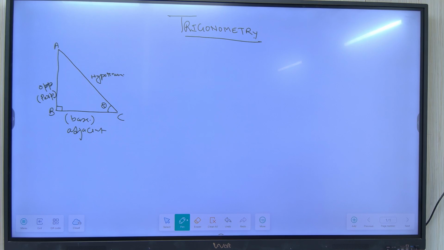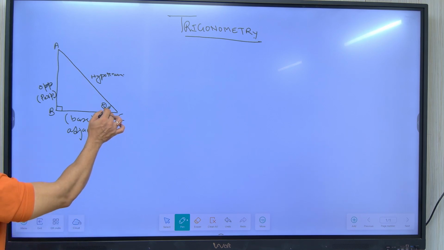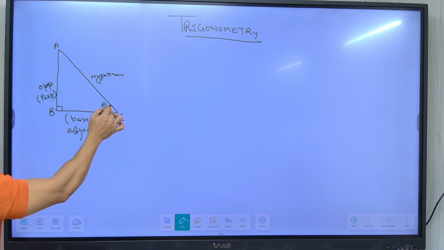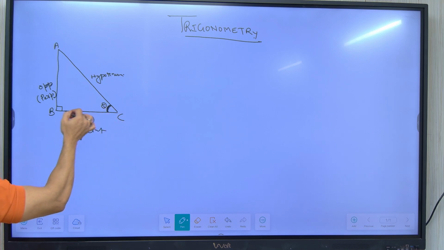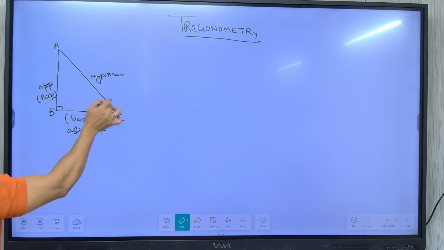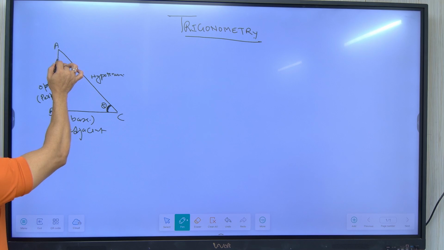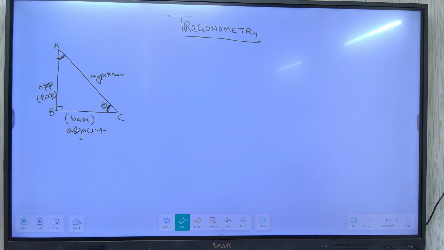Perpendicular and base will keep on changing. So how will perpendicular and base change? If I am considering this angle C, then the side which contains angle C will be called adjacent, also called base. One is always hypotenuse. If I take the angle A, then this will become opposite. That means whatever the angle is, the side opposite to that is called perpendicular. So one is perpendicular, opposite, and second is base.